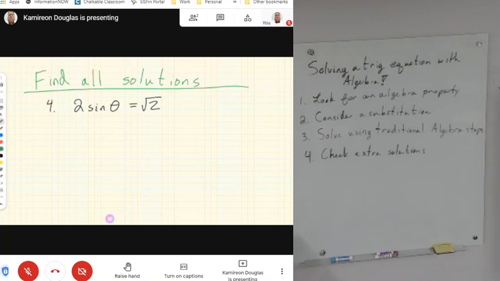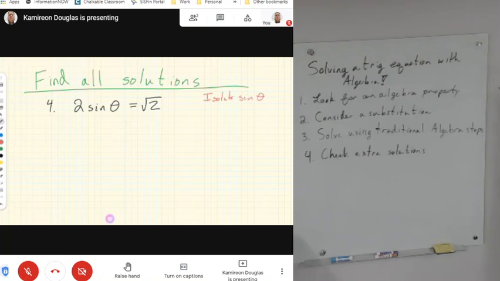Let's start by looking at problem number 4. We are going to find all solutions. How we do that is simple. My main goal: isolate the trig function. So for this problem, I want to find some way to isolate, in this case, my sine function. When I say isolate, it's algebra in nature.